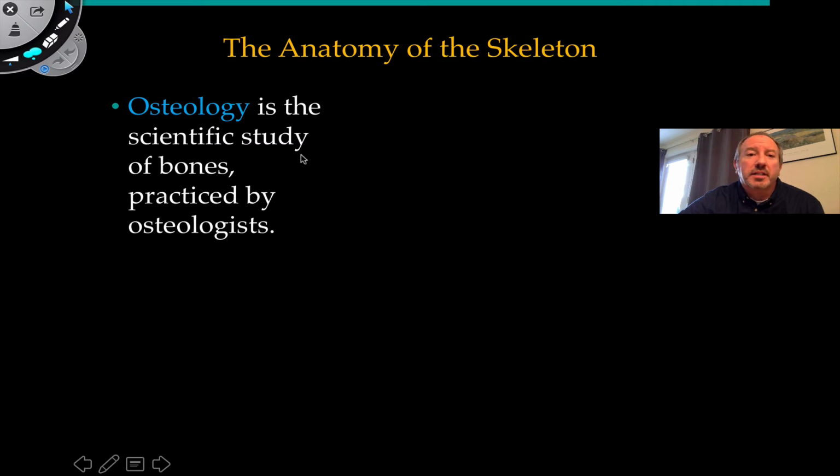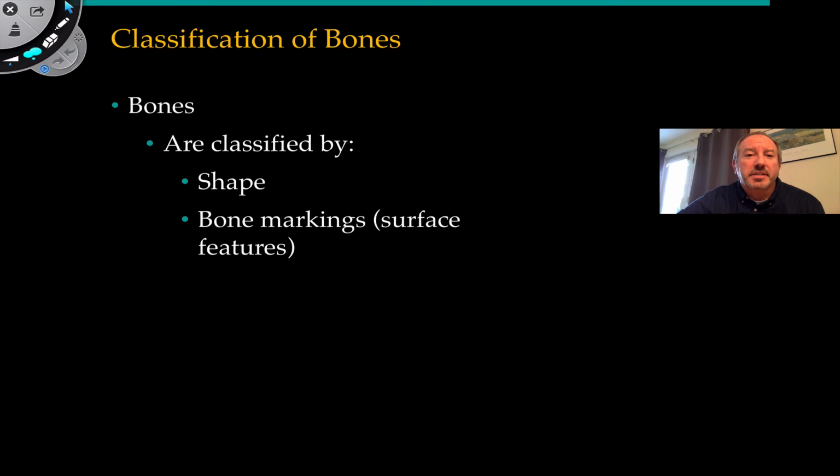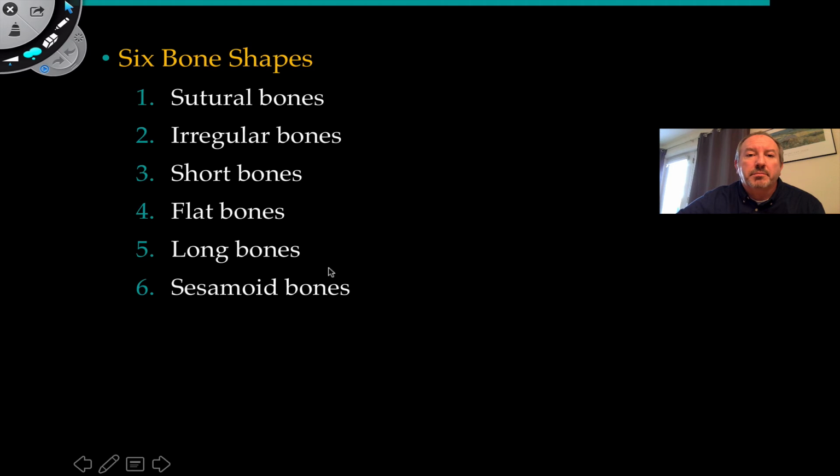And so osteology, the study of bones, is practiced by osteologists. So I guess for the moment, we're osteologists. And so bones are classified, amongst other things, by shape. And there are also various markings that will classify bones as well. And so here are the 6 typical shapes of bones. There's sutural bones, irregular bones, short bones, flat bones, long bones, and sesamoid bones.